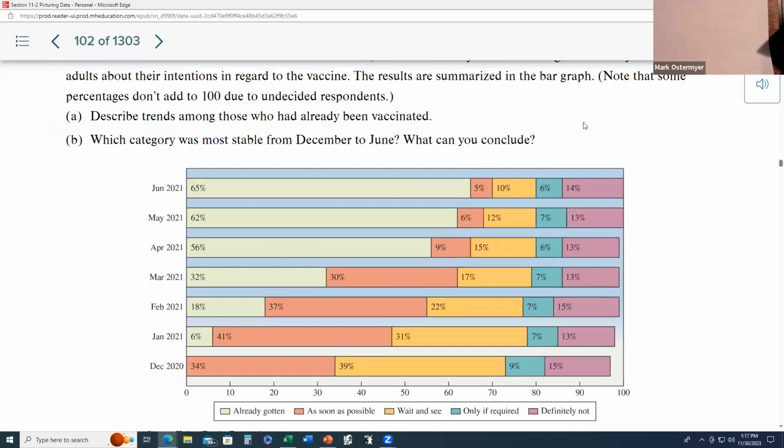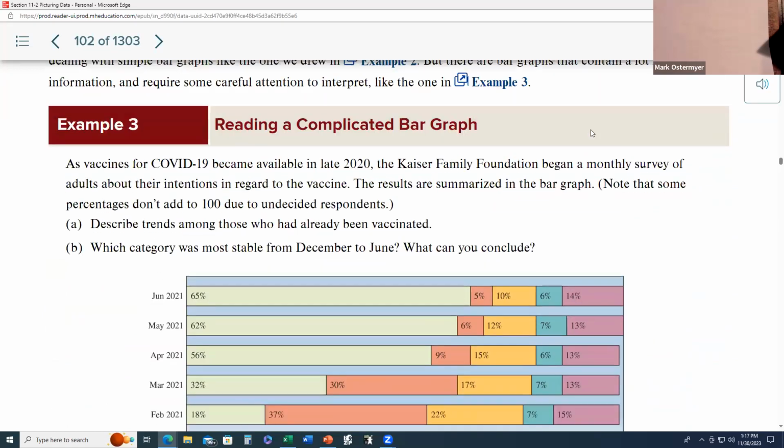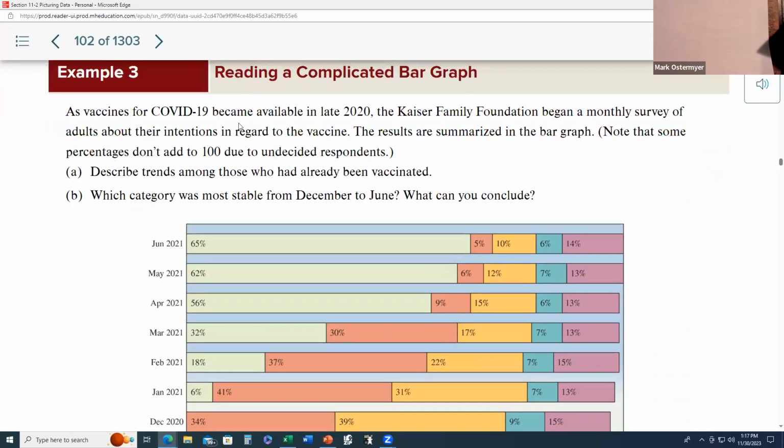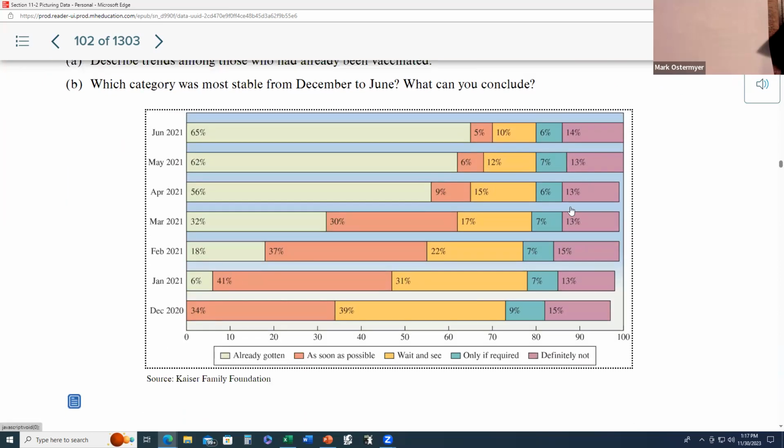All right, here's a complicated bar graph. You ever see one of these before? Reading a complicated bar graph. As vaccines for COVID-19 became available in late 2020, the Kaiser Family Foundation began a monthly survey of adults about their intentions in regard to vaccines. The results were summarized in a bar graph. Note that some percentages don't add up to 100 due to undecided respondents. Describe the trends among those who have already been vaccinated, et cetera.